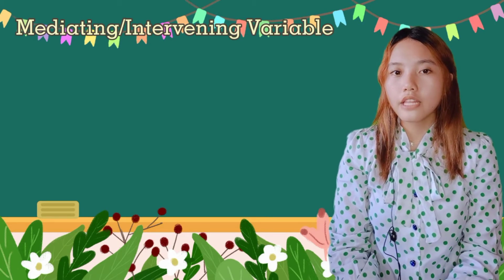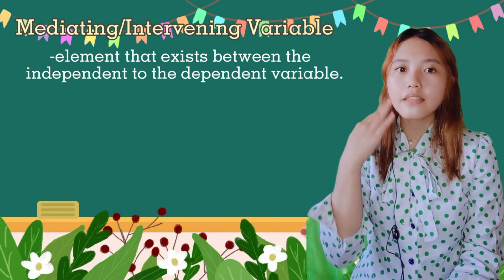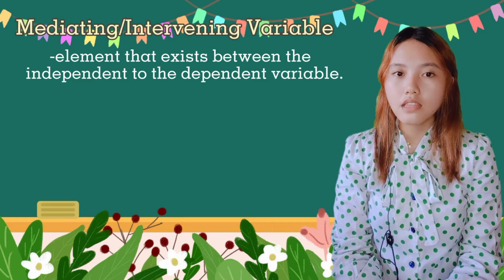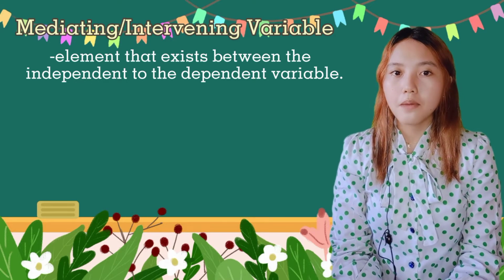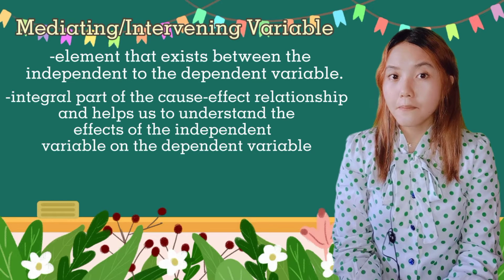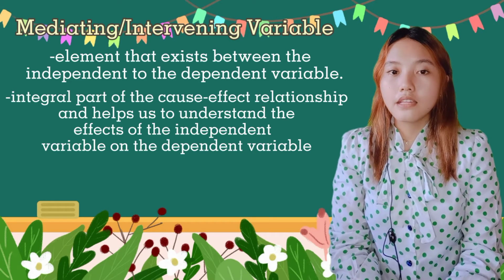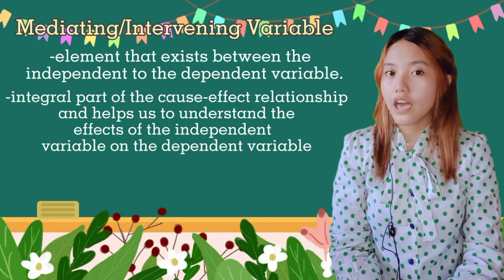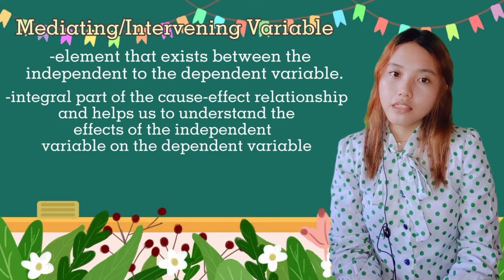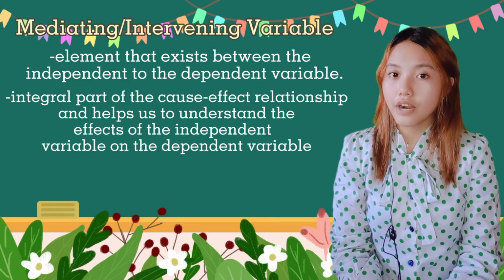Mediating variable or intervening variable is an element that exists between the independent and the dependent variable. A mediator or mediating variable is an integral part of the cause-effect relationship and helps us to understand the effects of the independent variable on the dependent variable.